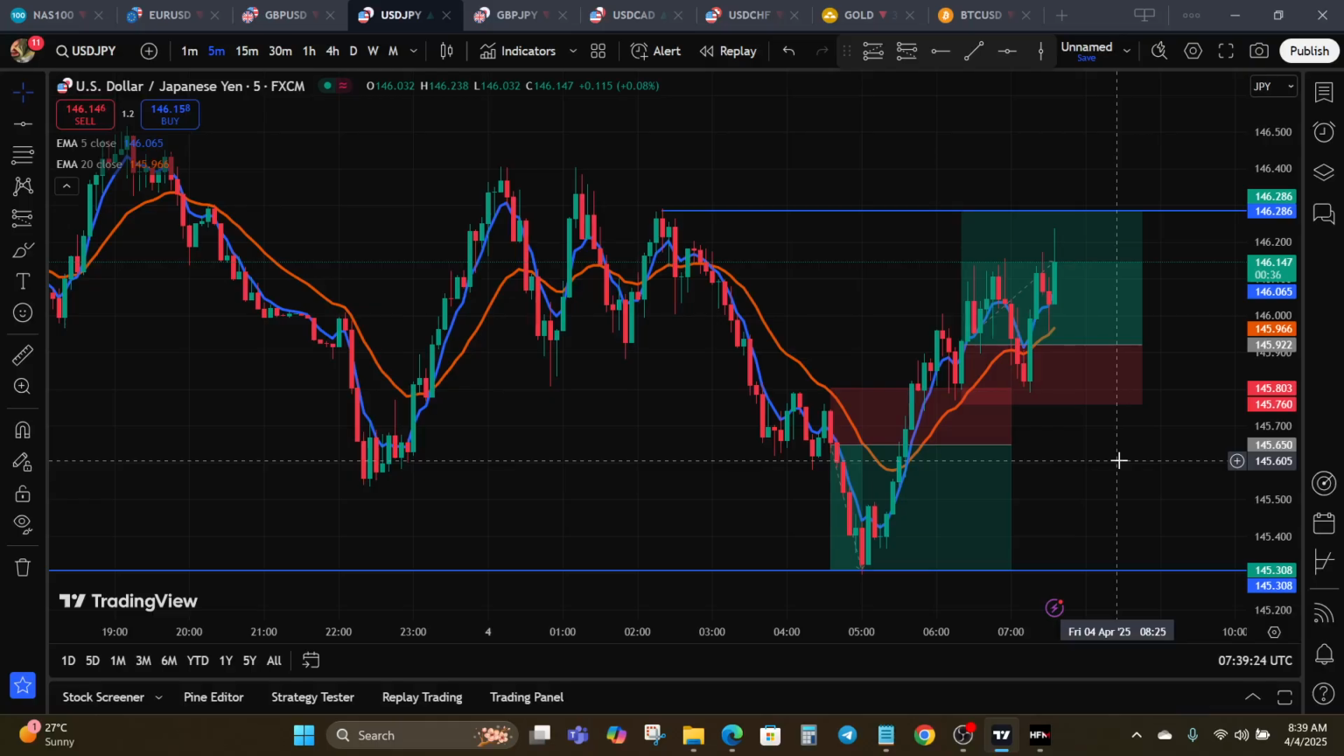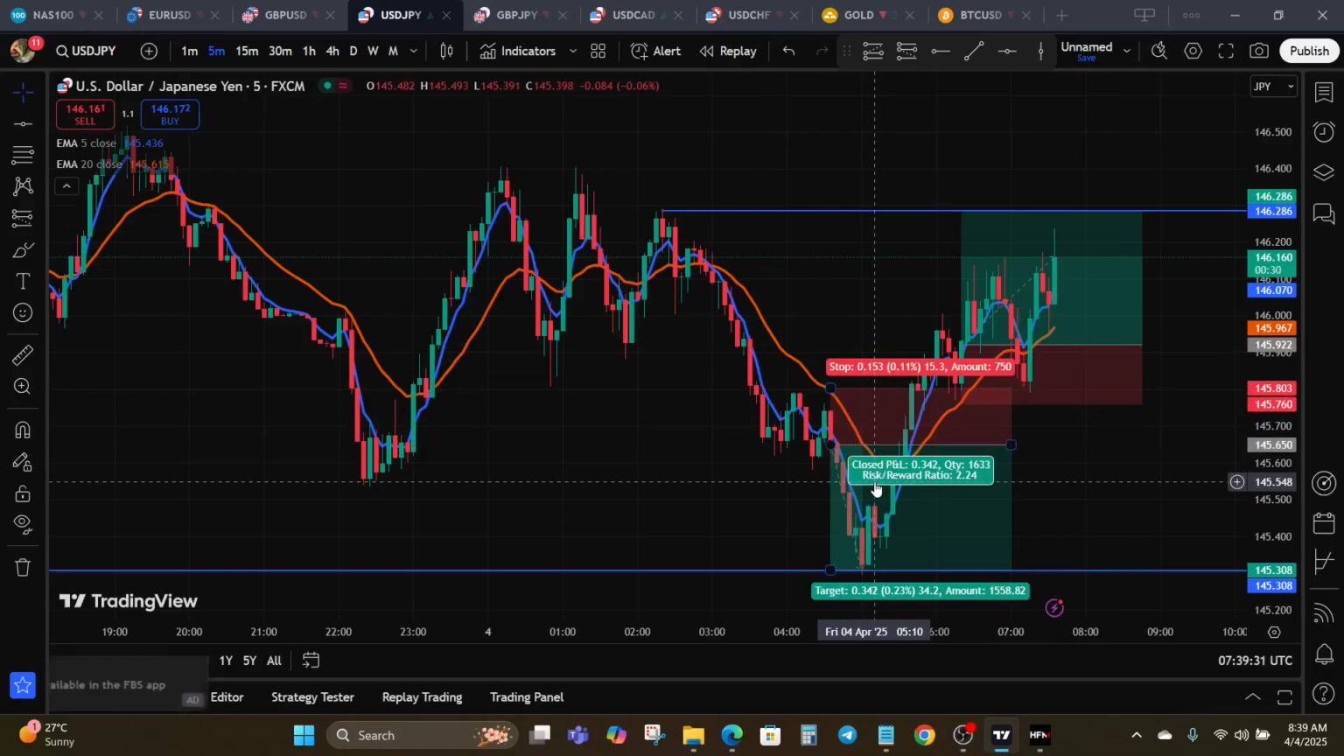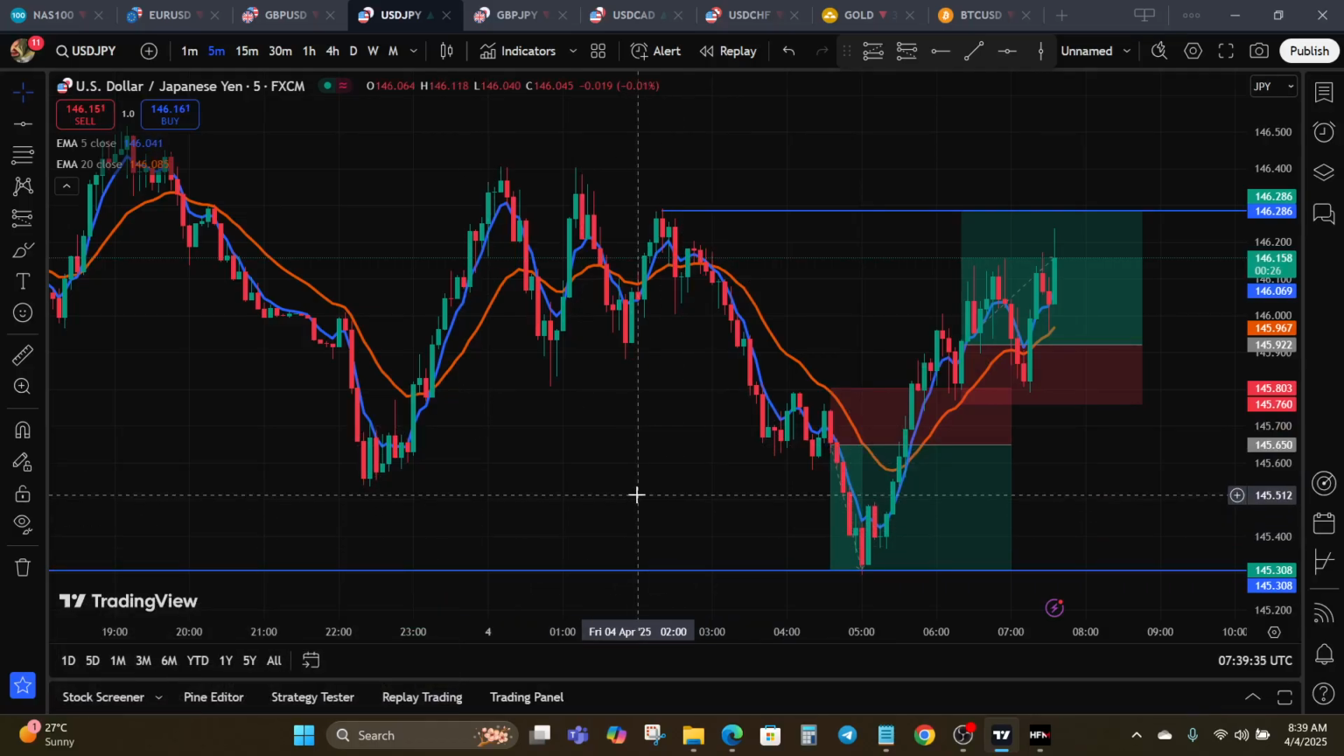You are not chasing every candle. You are waiting for alignment, trend, pullback, confirmation, and then acting. All right. Now let us move to swing trading. Swing trading requires patience, but offers clarity. And here's what we use.